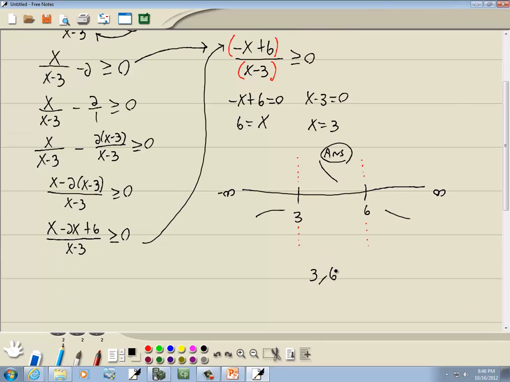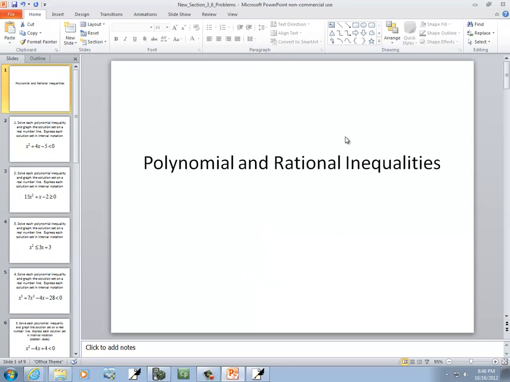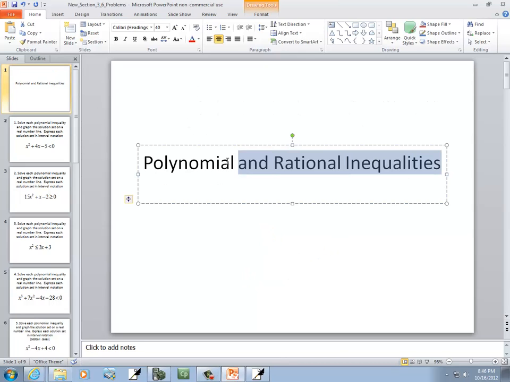So we'll go from 3 to 6. Now greater than or equal to means we use brackets. So I'm going to have a bracket on the 6, and I'll have a parenthesis on the 3. Why? The 3 came from the denominator. Any critical value that comes from your denominator always has to have a parenthesis on it. So that'd be our answer. And that's actually the end of that section, polynomial and rational inequalities.